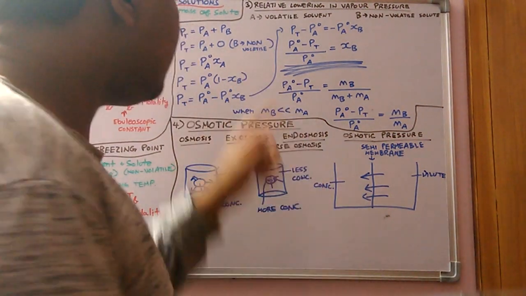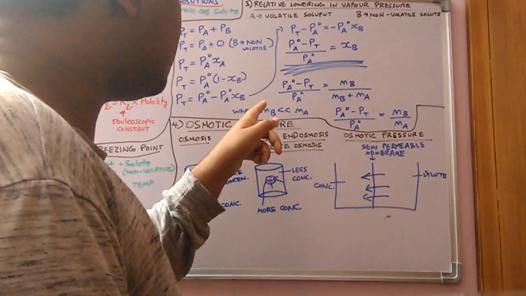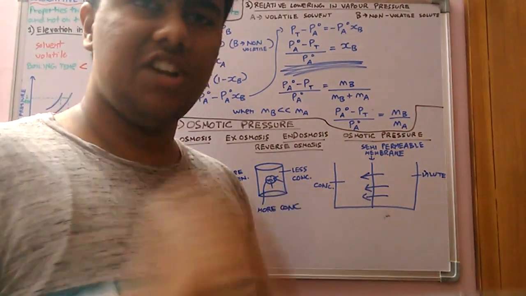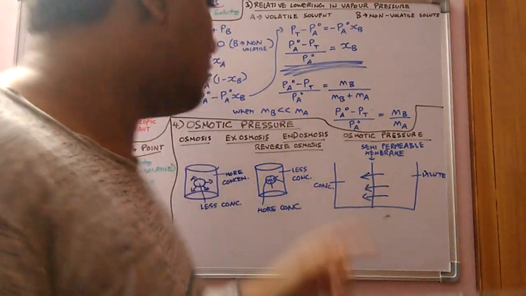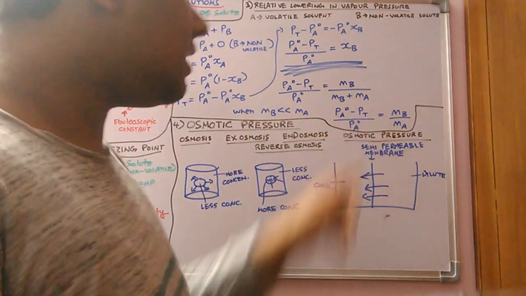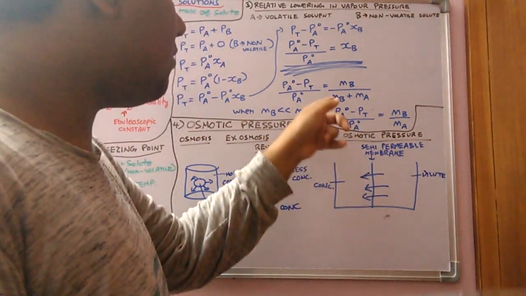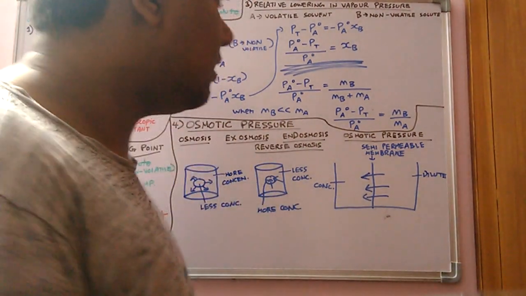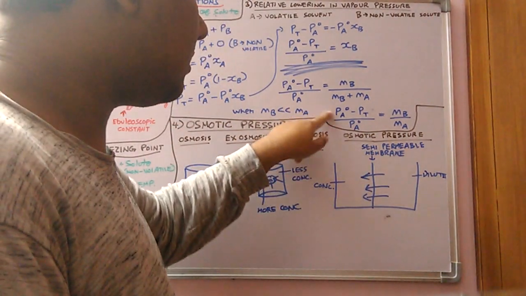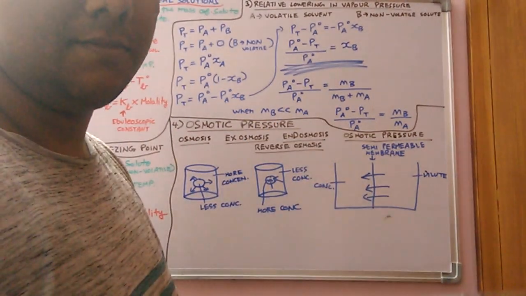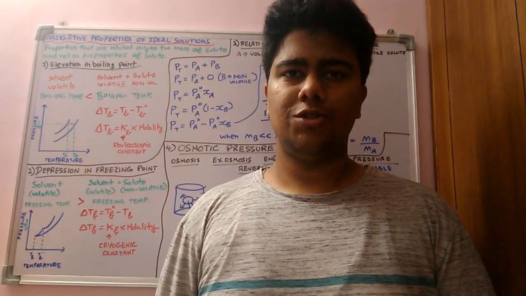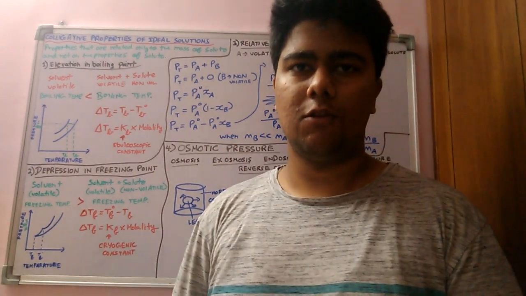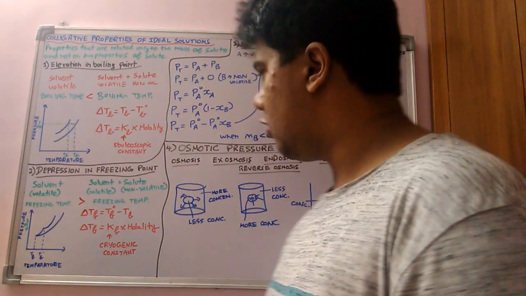But if the moles of B is extremely small when compared to the moles of A, we can neglect the amount of NB just from the denominator, not from the numerator, and we can conclude this equation right here. Next we're going to study osmotic pressure, but first let's talk about what osmosis means.